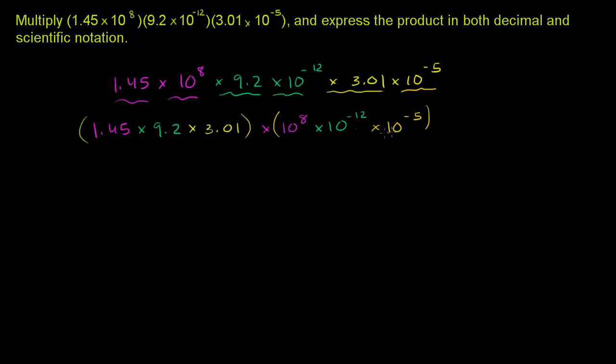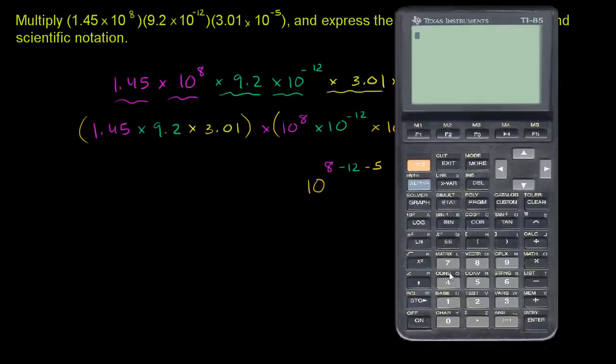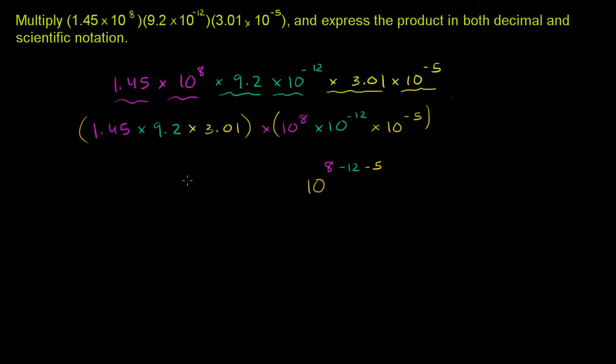If I have the same base 10 right over here, I can add the exponents. This is going to be 10 to the 8 minus 12 minus 5 power. And then for all of this on the left-hand side, let me get a calculator out. I have 1.45. You could do it by hand, but this is a little bit faster and less likely to make a careless mistake. Times 9.2 times 3.01, which is equal to 40.1534. So this is equal to 40.1534, and of course this is going to be multiplied times 10 to this thing.